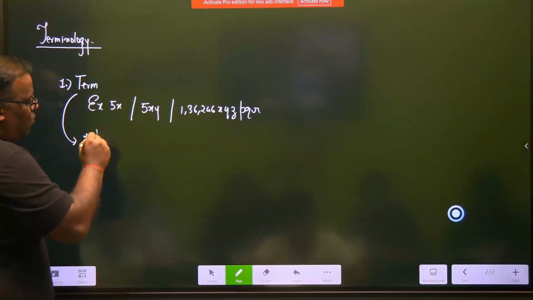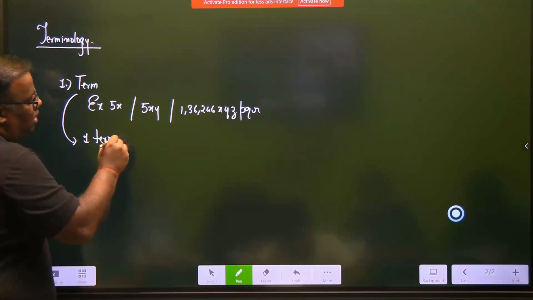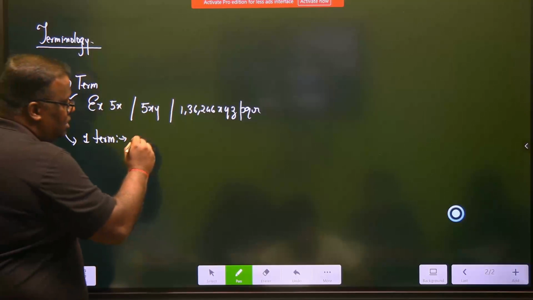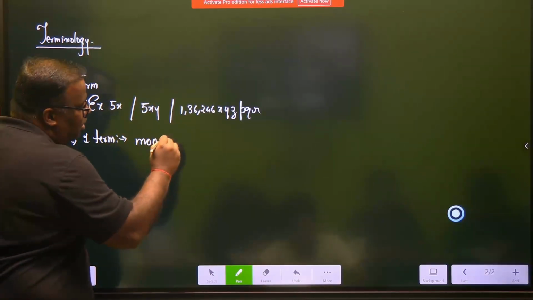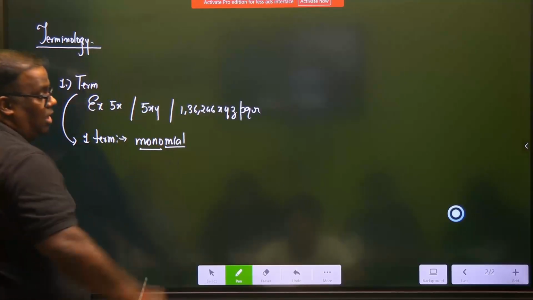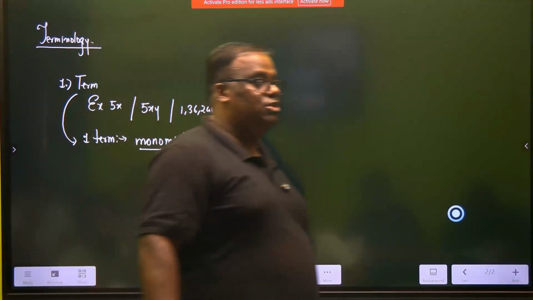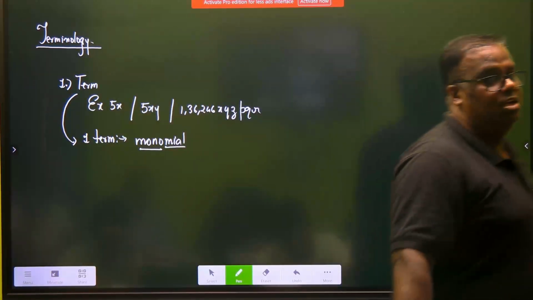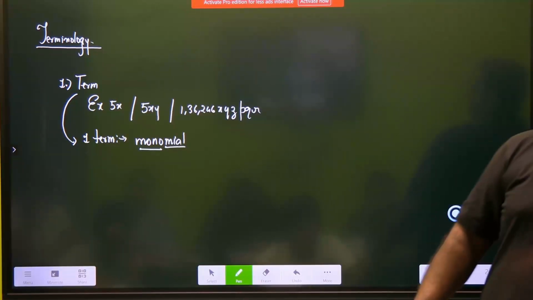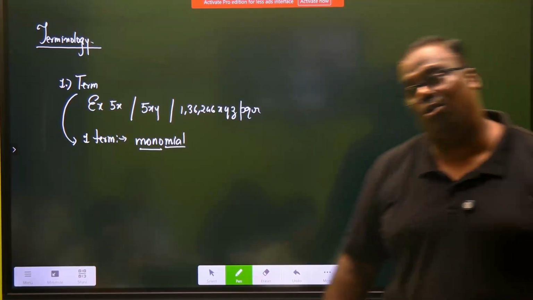If you have only one term, then it is known as mono. Mono means one. Mono music system means one speaker only. So we will call it a monomial. Mial means term. Mono means one. Dioxide means 2 oxygen. Monoxide means 1 oxygen. Have you understood? Mono acting competition. One person will act for all.